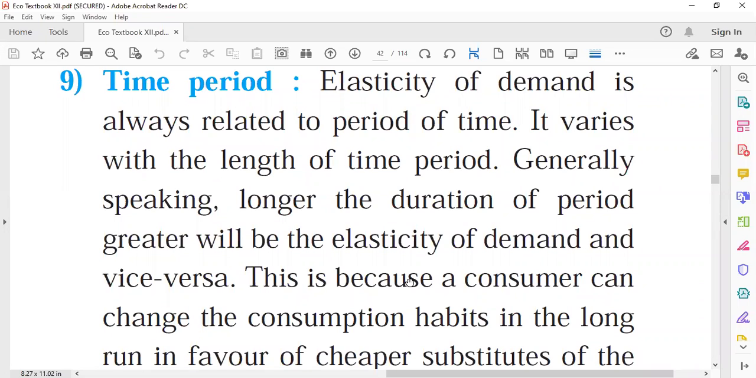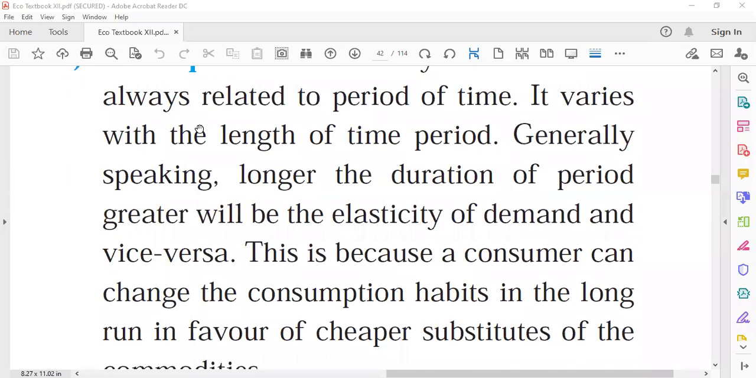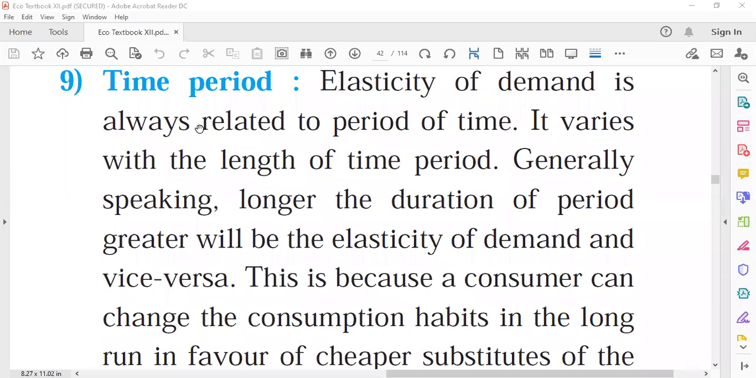We can say, take the example of the mobile phone, it gets updated every year or after a few years. The telecom companies introduce the new version, new changes that affect the demand for these goods. So therefore, in a longer period, the demand for the goods is relatively elastic.